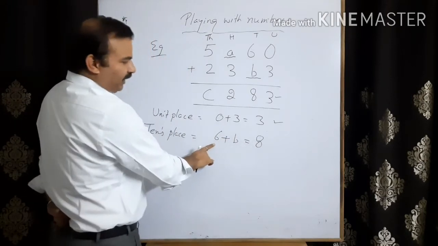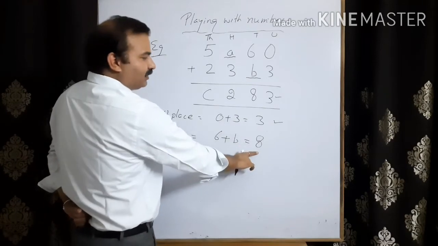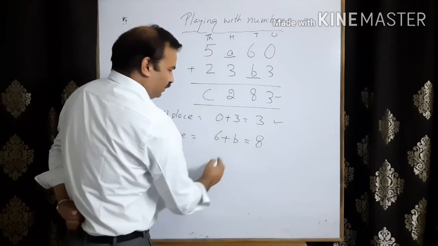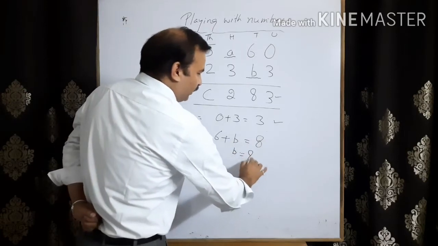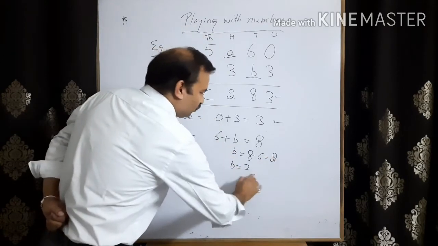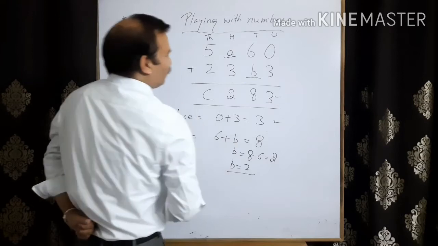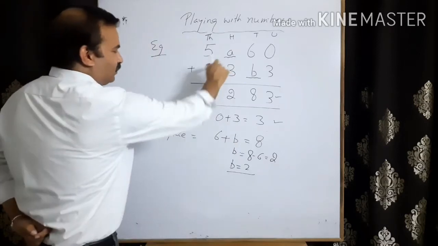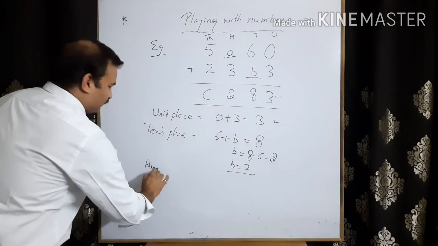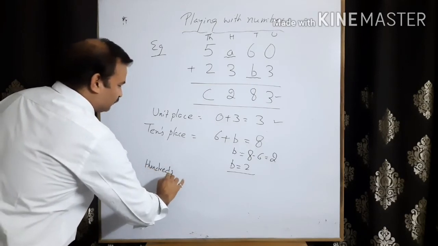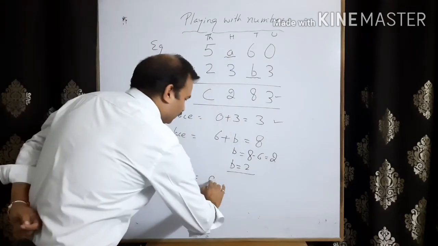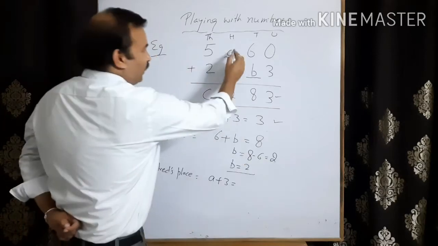So what to be added to 6 so that we can get 8? The result is 2, or we can solve simply that B is equal to 8 minus 6, that is equal to 2. So from here we got that B is equal to 2. Now come to the A. This is for the 100s place. For the 100s place, this is A plus 3.